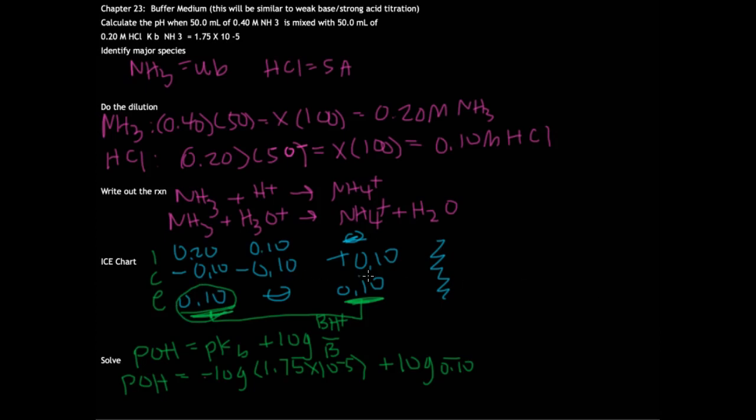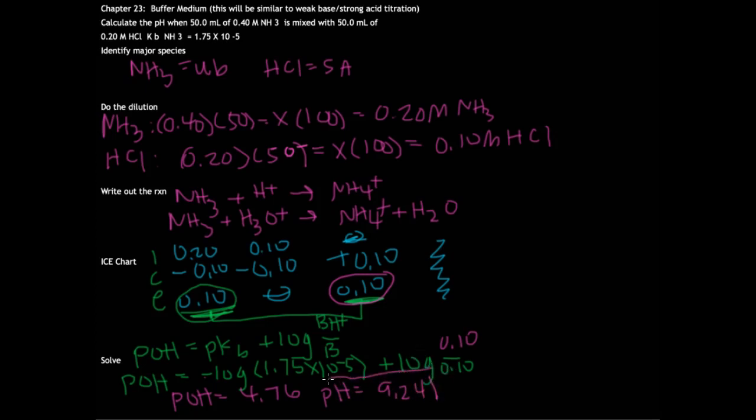I'm going to change color so we know we're talking about the same or different parts, even though they're the same number. This guy is the conjugate that goes on top. Now, the log of 0.1 divided by 0.1 is 1. So the log of 1 is 0. So pOH equals pKb. So pOH equals 4.76. So the pH equals 9.24.